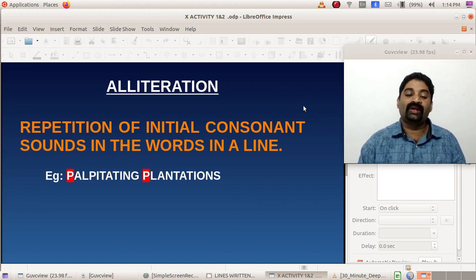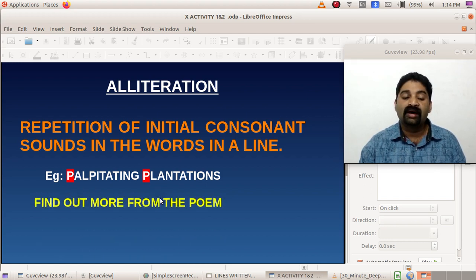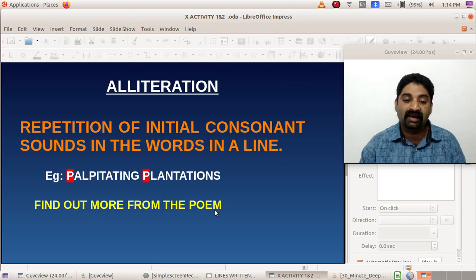Okay, so when the consonant sound repeats in the initial consonant, initial means the first. See, palpitating plantations, P repeated. You can find more examples from the poem and complete the activity. If any doubt, please call me. Okay.